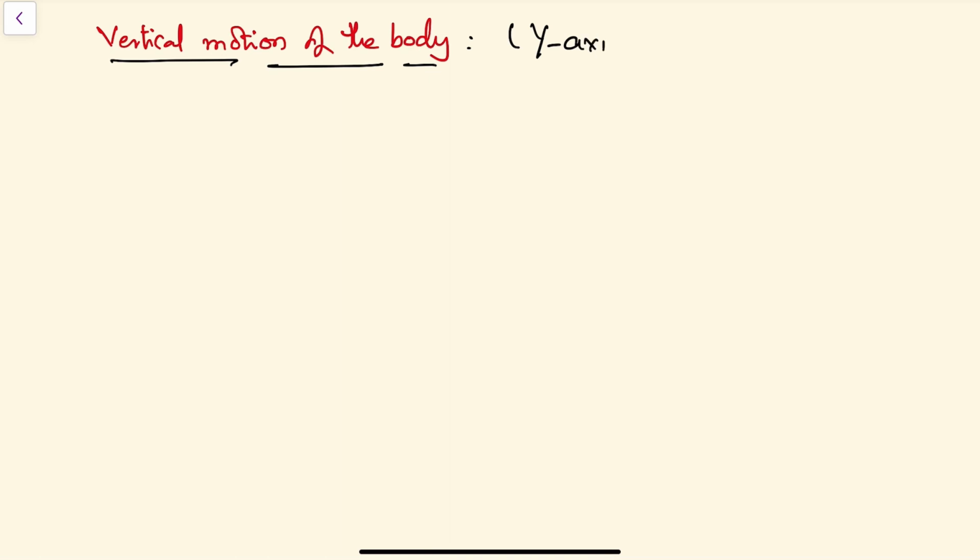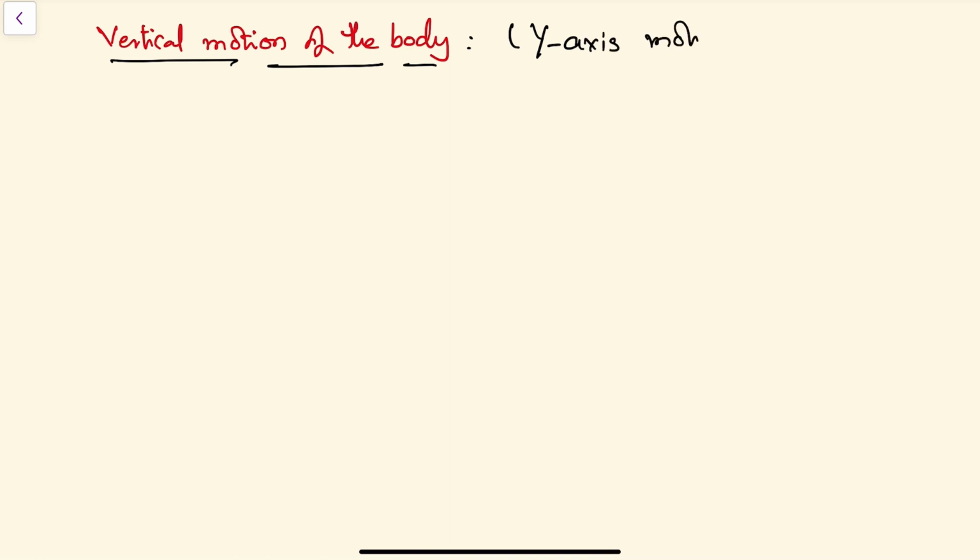Good morning, students. We shall see the vertical motion of the body about its velocity, displacement, acceleration, all through that. Vertical motion of the body means it is along y-axis motion.